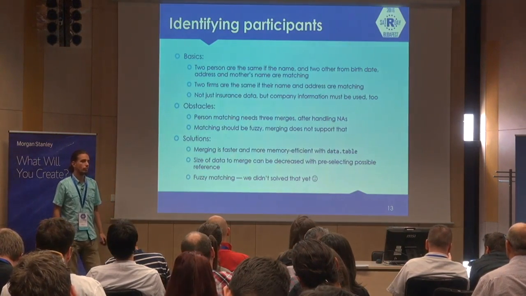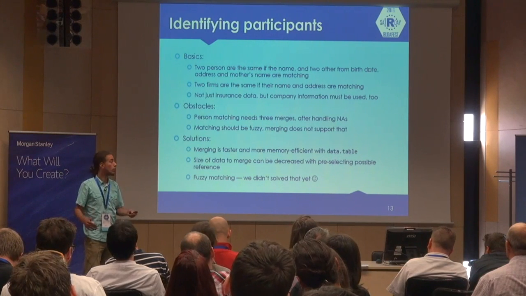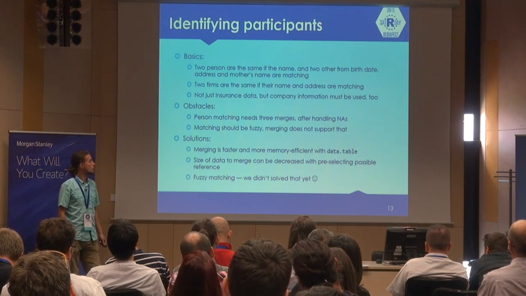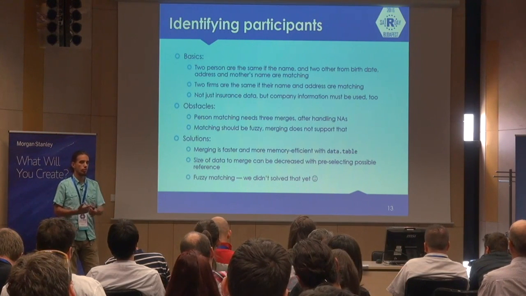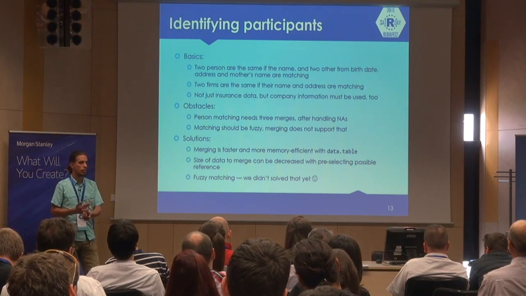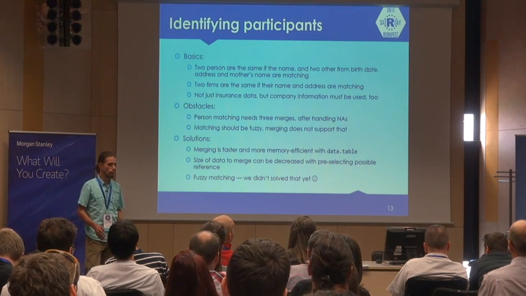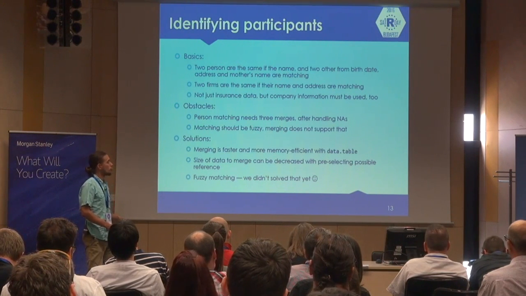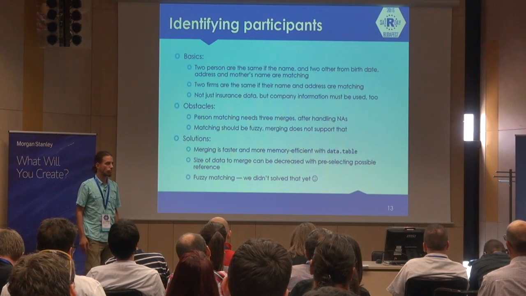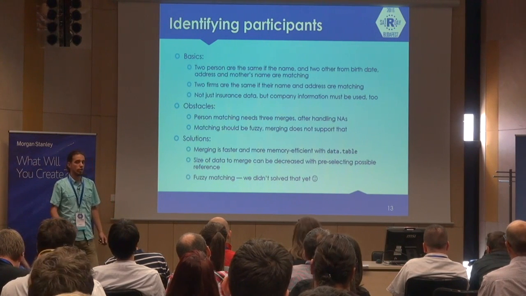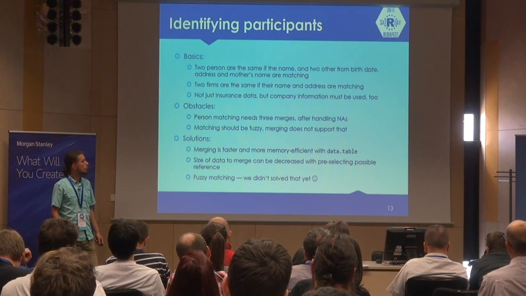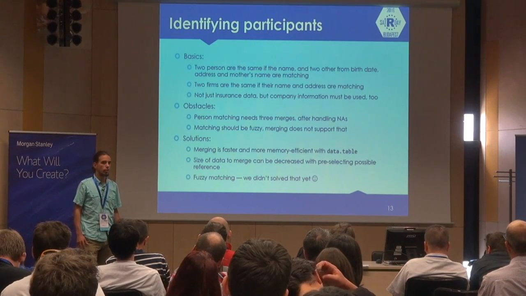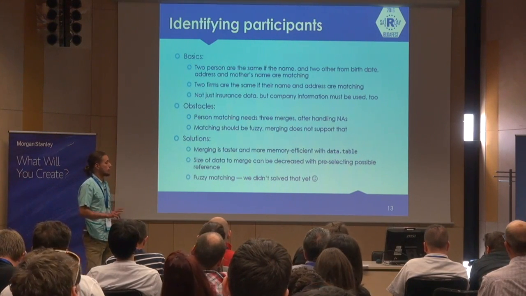So what was the problem? If you had to find the same people in different databases, you have some basic features. You have to check the name, the birthday, the address, or the mother's name. They are pretty basic, but there is a lot of missing data in them. So we tried to find some minimal criteria to match them.